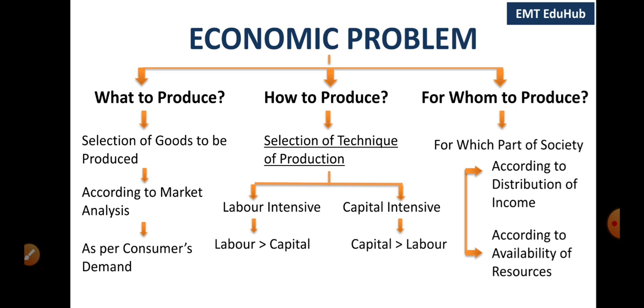Likewise, for all the goods and services, it has to decide whether to use labor intensive technique or capital intensive technique. Obviously, the choice would depend on the availability of different factors of production, that is, labor and capital, and their relative price. It is in the society's interest to use those techniques of production that make the best use of the available resources. The next is for whom to produce.